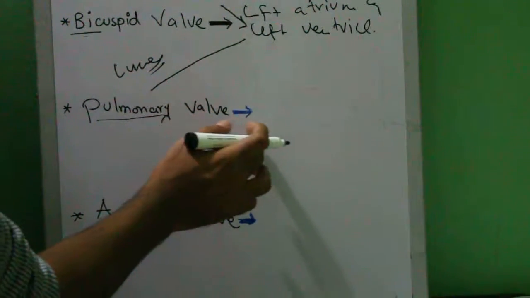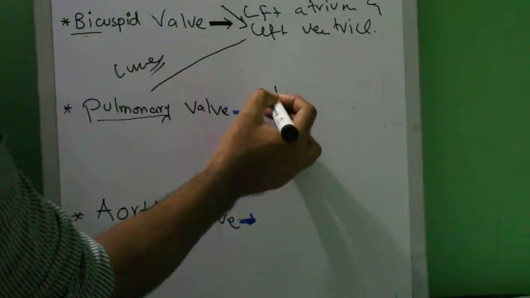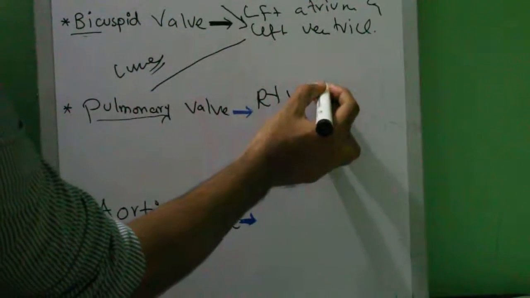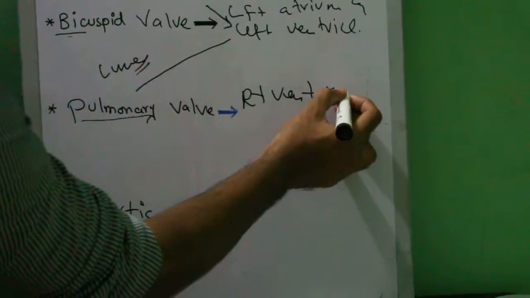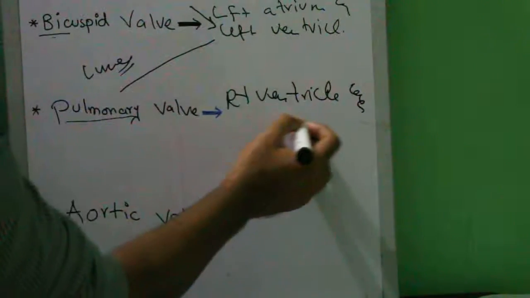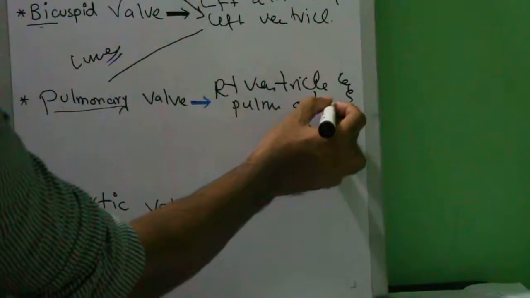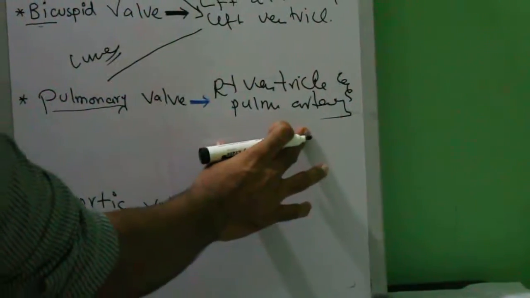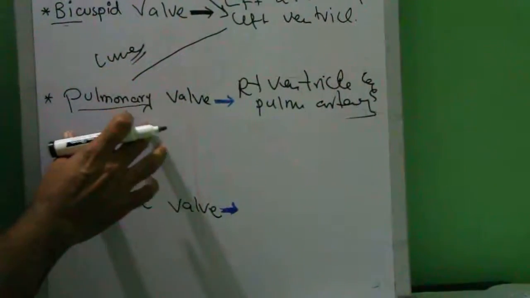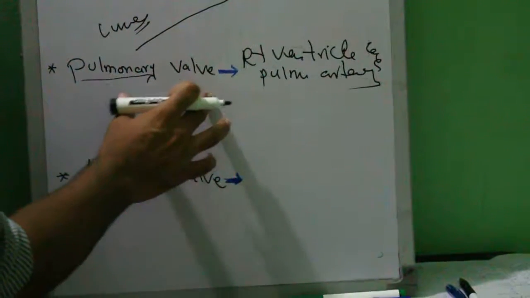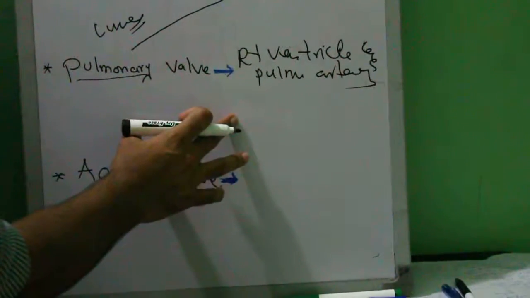Pulmonary valve is present between the right ventricle and pulmonary artery. Sorry about the handwriting. Now we've discussed the pulmonary valve that is present between the right ventricle and the pulmonary artery. Now blood which enters the pulmonary artery is prevented from coming back to the right ventricle.